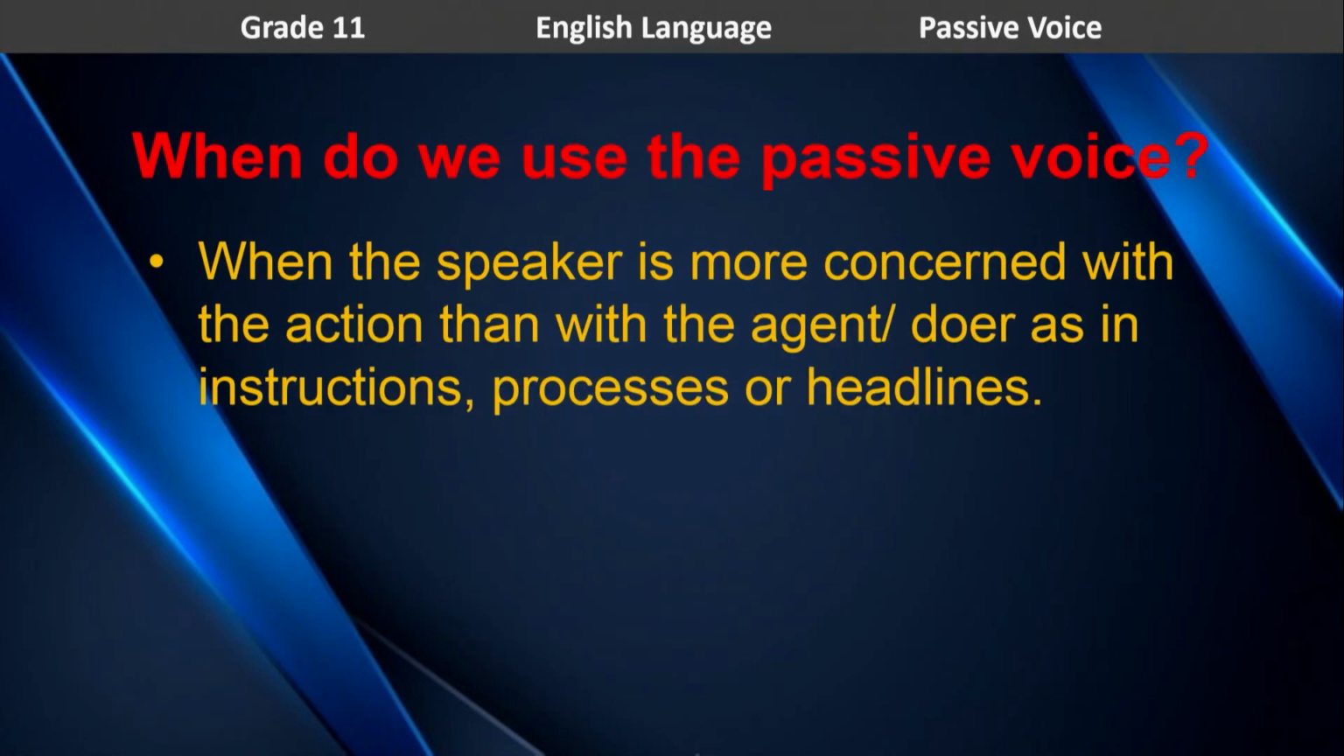In the previous slide, we discussed the instances in which we use passive voice sentences. There are some more instances in which we use passive voice sentences. Look at this slide.